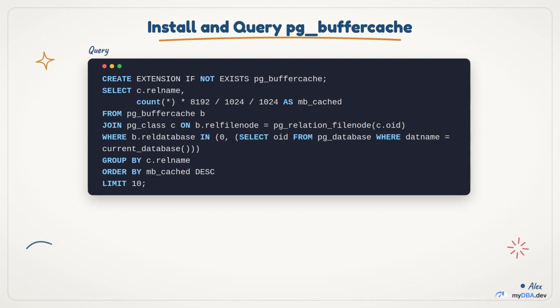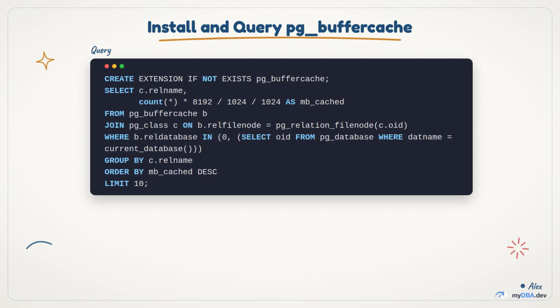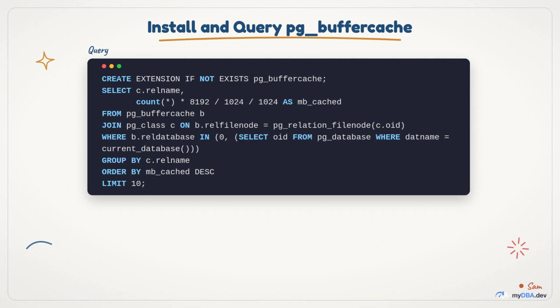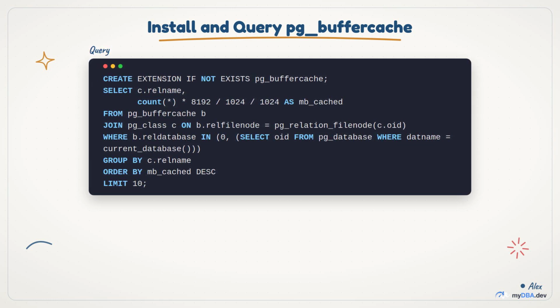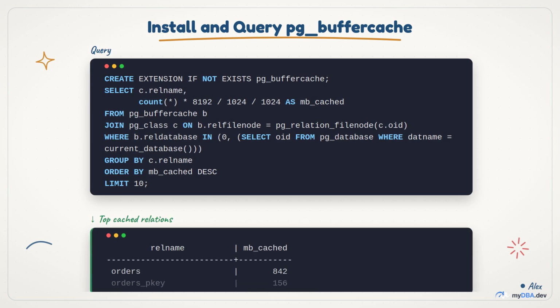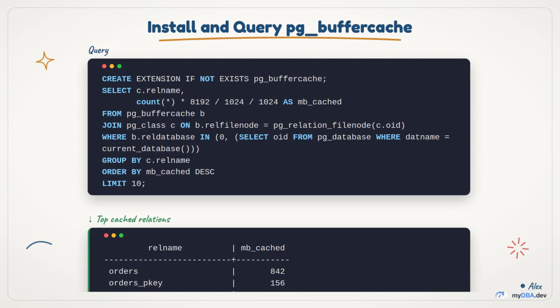You can see here that the orders table is eating up 842 MB, and its primary key index is taking another 156 MB. So if I've got a 2 GB shared buffers and orders is using 842 MB, that's almost half? Right. If your working set is just a few big tables, you can size shared buffers to fit them. But if you've got hundreds of tables and the top 10 are taking 90% of the buffers, you might be thrashing, constantly kicking out pages from smaller tables that are also active.